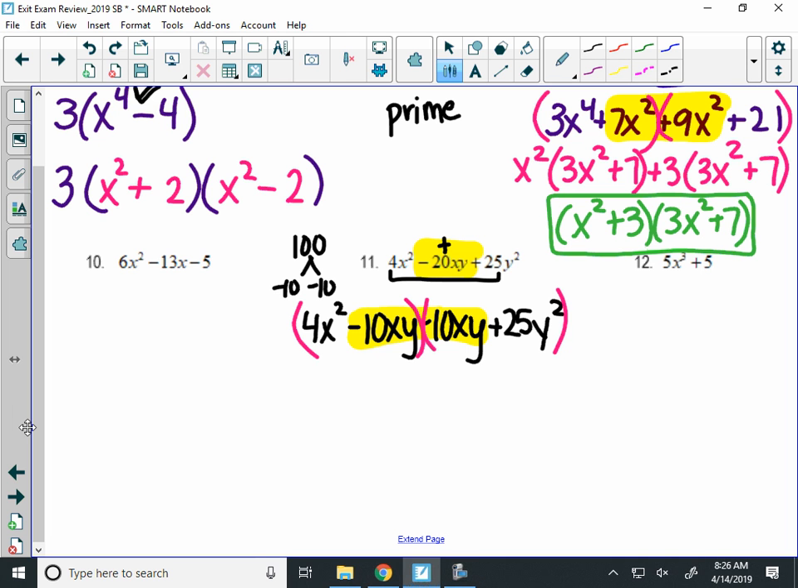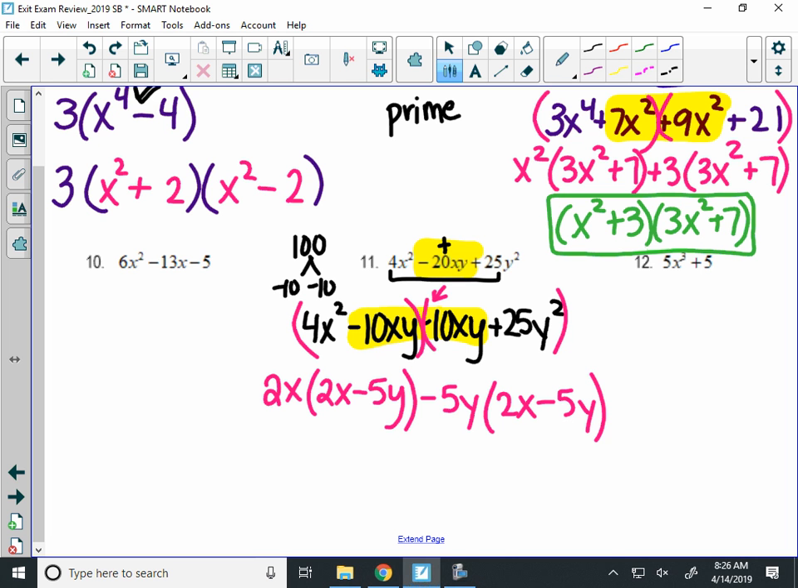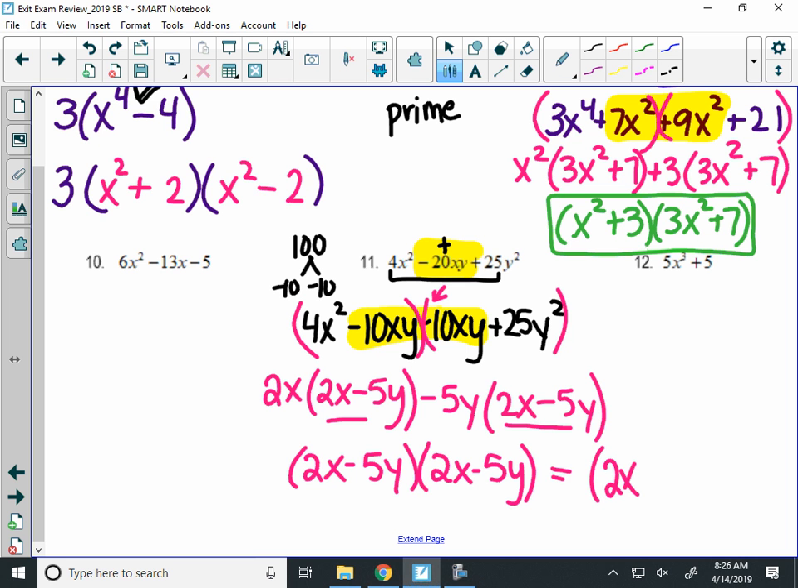So the GCF for the first one would be 2x, and we'll be left with 2x minus 5y. And then the second one here, I want to pull out a negative because the 10 is negative. Pull out a negative 5y, which will be 2x minus 5y, which is the same as what I had in the other parentheses. Looks like my factored form will be 2x minus 5y times 2x minus 5y. You can leave it like that, or you can condense those to be 2x minus 5y, the quantity squared. Either one of those answers is perfectly correct.